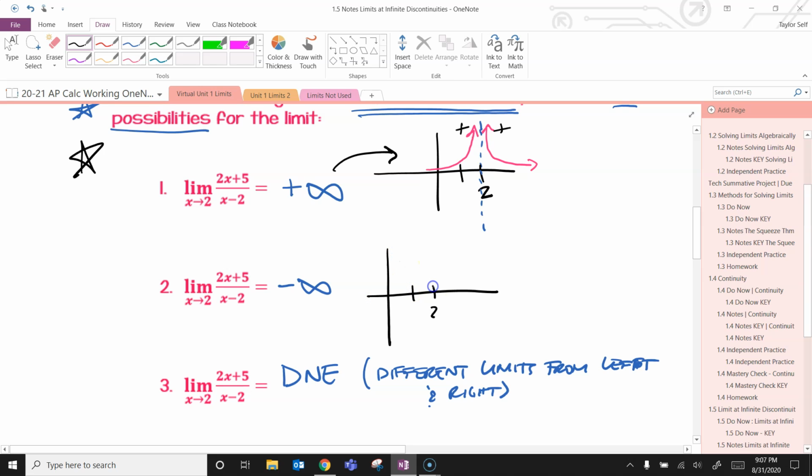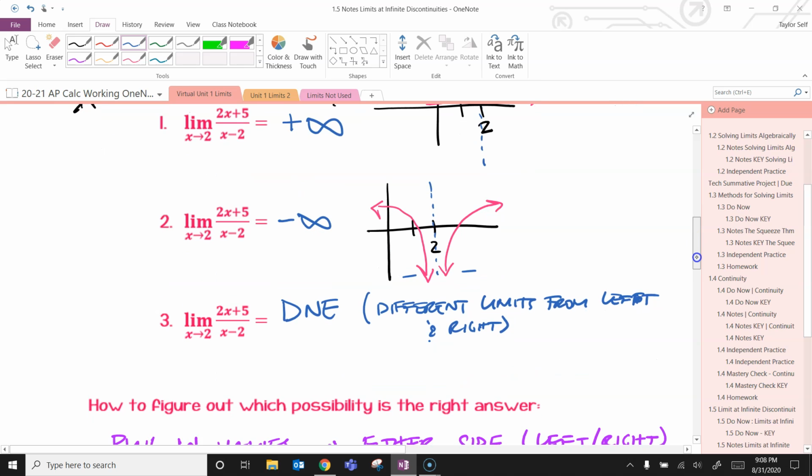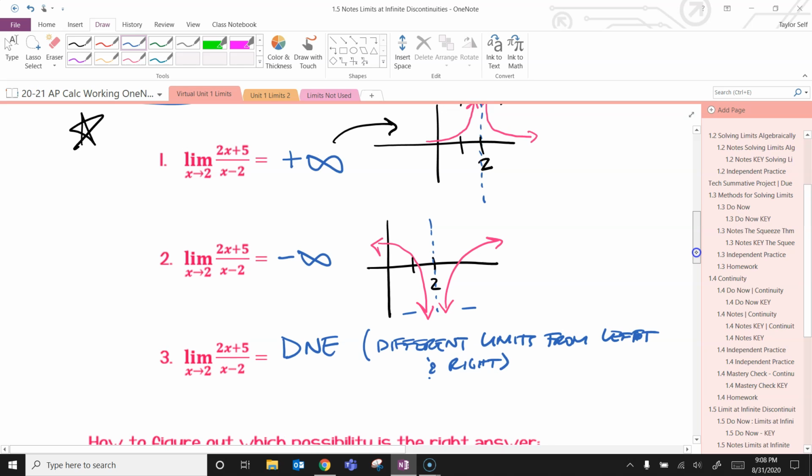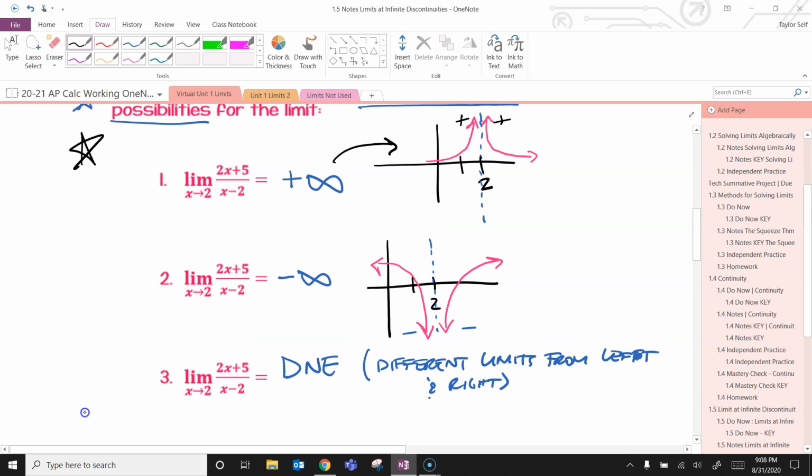Okay, let's draw negative infinity. 1, 2. So we have an asymptote at 2. The limit equaling negative infinity would look something like this. Our function, f of x, will look something like this. They're both approaching negative infinity. Both sides, the left and the right, are going down. The y value is headed towards negative infinity in both directions. All right, and then the last one, I'm going to put it right here.